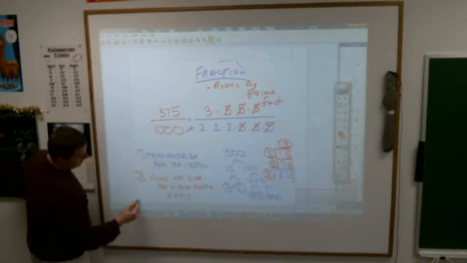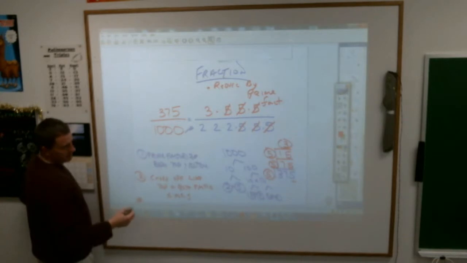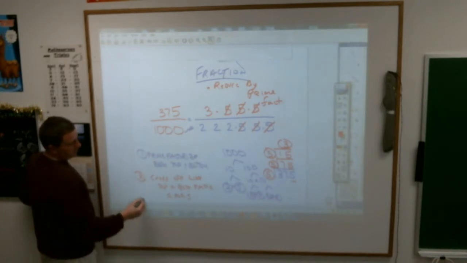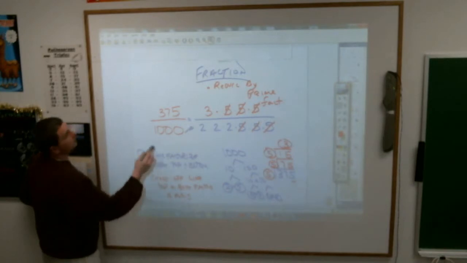Guess what step number 3 is? If there's numbers, you have to remultiply if needed. Remultiply.